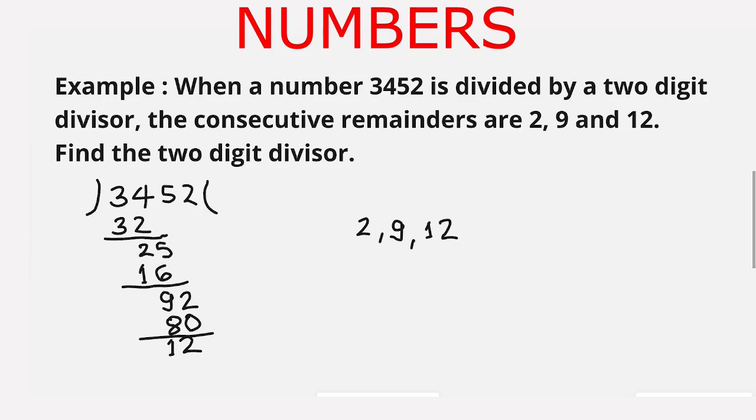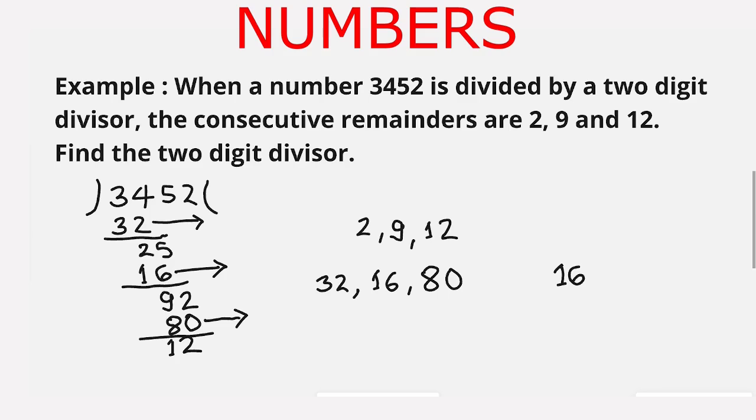Now we have to find the divisor. Here this number is 32, the next is 16 and the third is 80, so that these consecutive remainders were obtained. These numbers are 32, 16 and 80. The HCF of these three numbers is 16. It means that 16 is that two-digit divisor which gives consecutive remainders 2, 9 and 12.